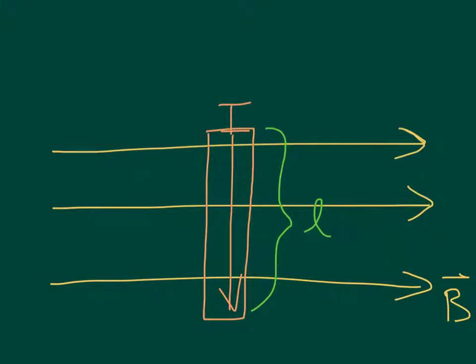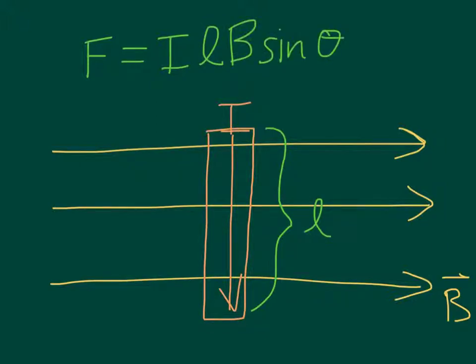A similar equation describes the force on a current-carrying wire in a magnetic field. The force in this case is equal to the current times the length of the wire times B times sine theta, the angle between the wire and the magnetic field lines. Here we can see that a wire parallel to the magnetic field will not experience any force.